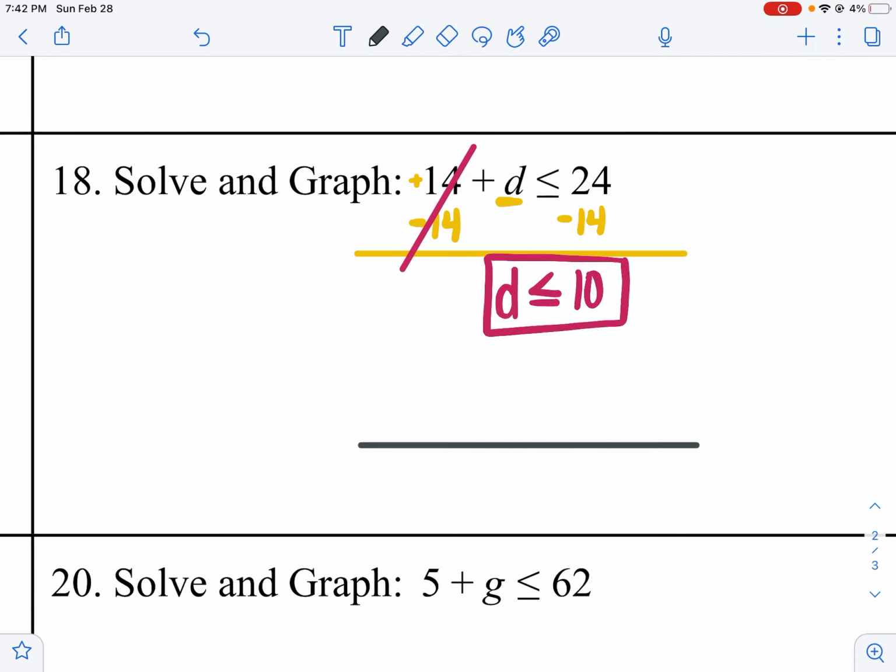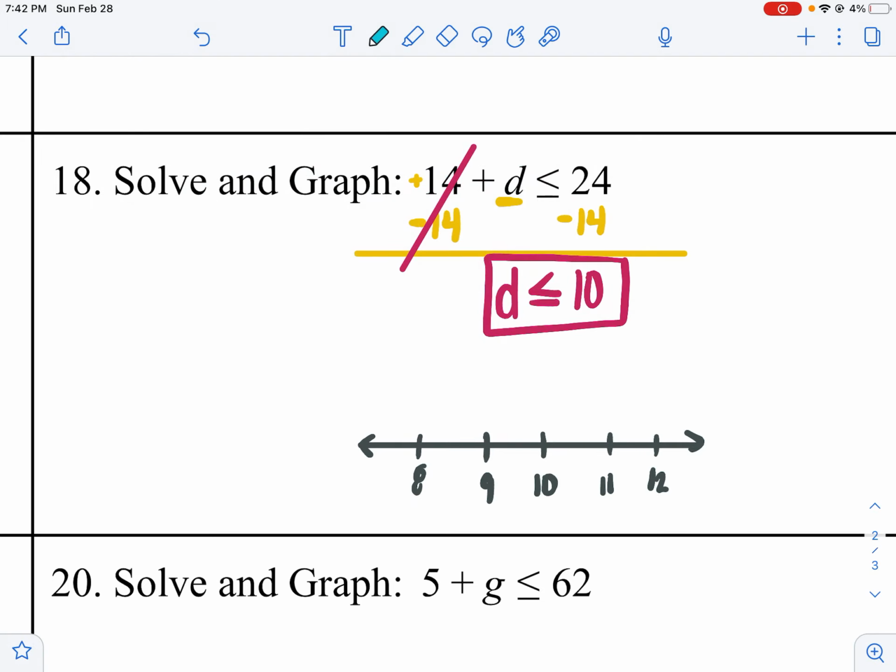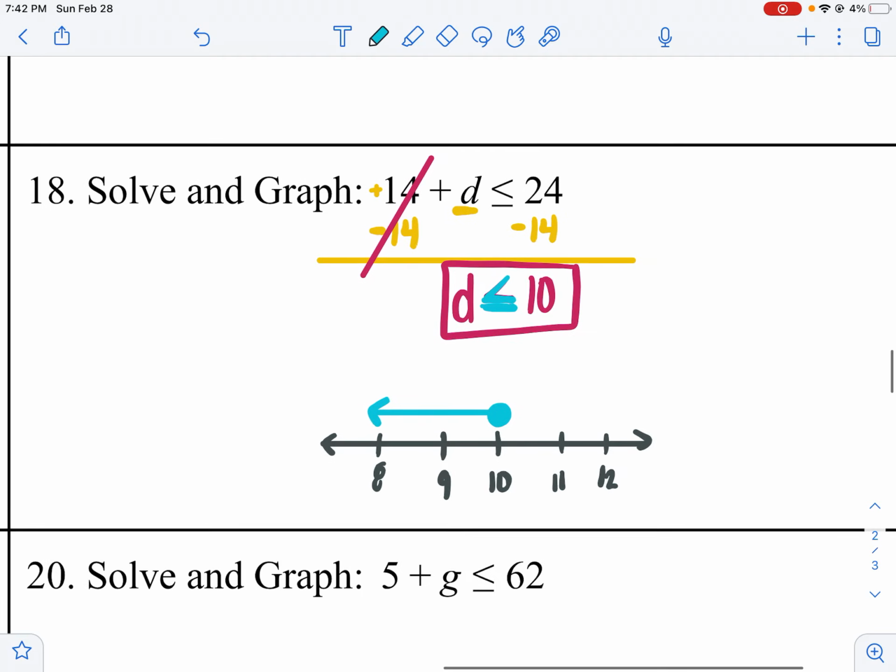Now I'm going to draw my number line. I'm going to put 10 right in the middle, 11 and 12, 9 and 8. I'm going to give a closed circle on 10 because it has the or equal to. And it's saying d is less than or equal to 10, so the less than way is to the left. And you can remember, less than and left both start with an L, but that is only when the variable comes first.